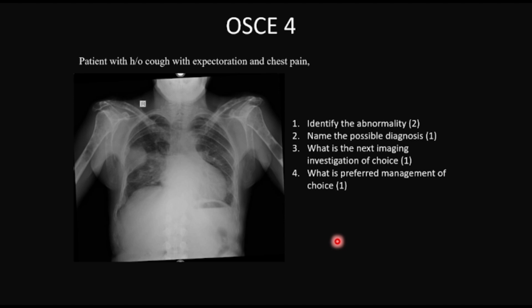What is the next imaging investigation of choice? So next investigation after X-ray will be a CT thorax. Particularly in this case where lesions are present, we go ahead with CECT thorax. Of course, after the CECT, because mets are there, we have to look at the other parts of the body which have mets. So we can go ahead with PET-CT post CECT. Preferred management of choice in this case, which has already metastasized, will be chemoradiotherapy rather than excision of the primary lesion.